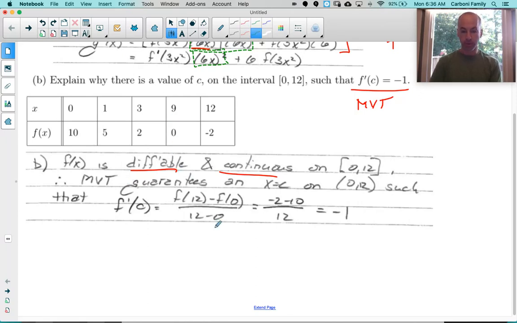Now, the points awarded were for actually writing down the difference quotient. So you had to write f of 12 minus f of 0 over 12 minus 0, or you could write this. No, I'm sorry, that actually wouldn't work. Okay, -2 minus 10 over 12 won't work because it's not a difference quotient. A difference quotient has a difference in top and bottom. So you would actually need to include the minus 0 down there.